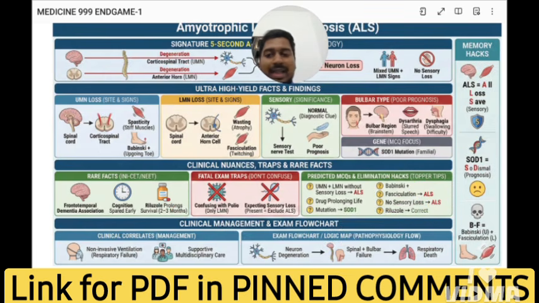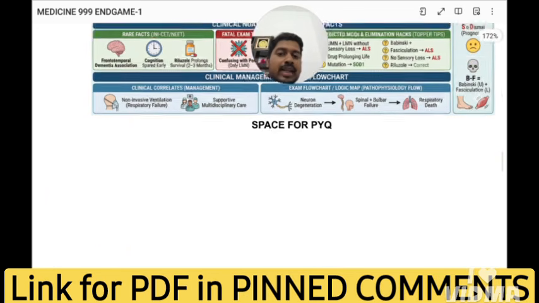So what is the management? This is a very devastating disease. There is no cure for this. The only thing is you give supportive care, and you give non-invasive ventilation for respiratory failure. A very devastating disease with poor survival, a very bad prognosis. So this is about ALS.